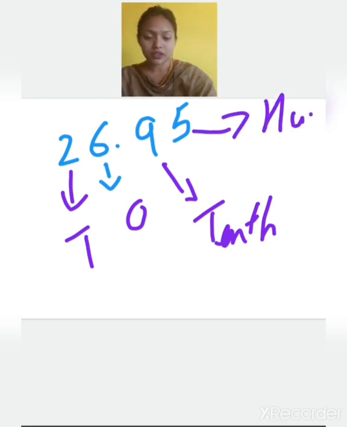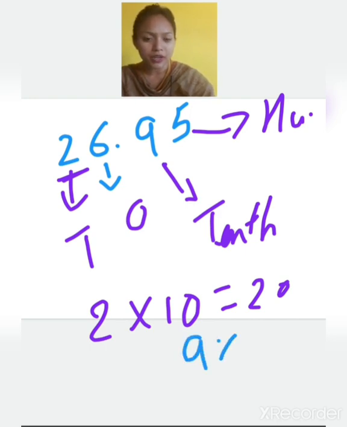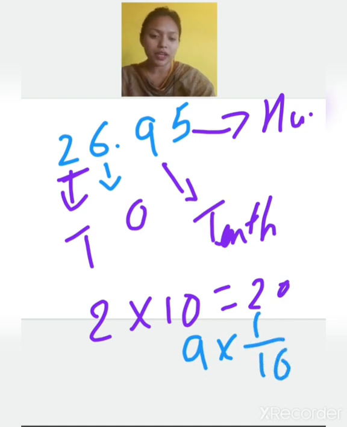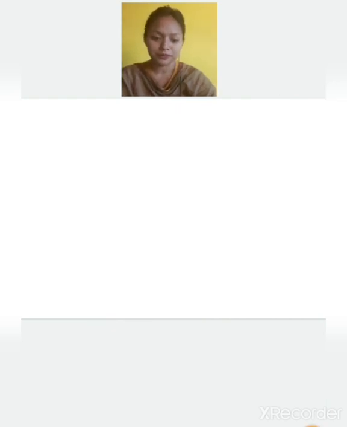Now if I ask what's the position of 6, you will say 1's, 6 ones are 6. What is the position of 2? It is 10, so multiply by 10, it will be 20. Similarly, if I ask what is the position of 9, you will say 9 multiplied by 1 upon 10 because it is the 10th position. So 9 multiplied by 1 upon 10 equals 9 upon 10. Similarly, we can find any position of any decimal number.